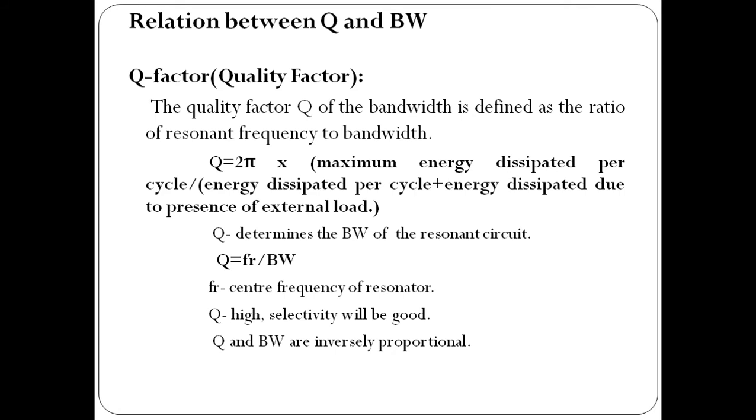The quality factor Q of a bandwidth is defined as the ratio of resonant frequency to the bandwidth, where Q is given by resonant frequency divided by bandwidth. If the Q is high, then we can tell that the selectivity of a tuned amplifier will be very good. And as I had told, if Q is high, the bandwidth will be less. If the bandwidth is high, the quality factor of the tuned amplifier will be less. So both are inversely proportional to each other.